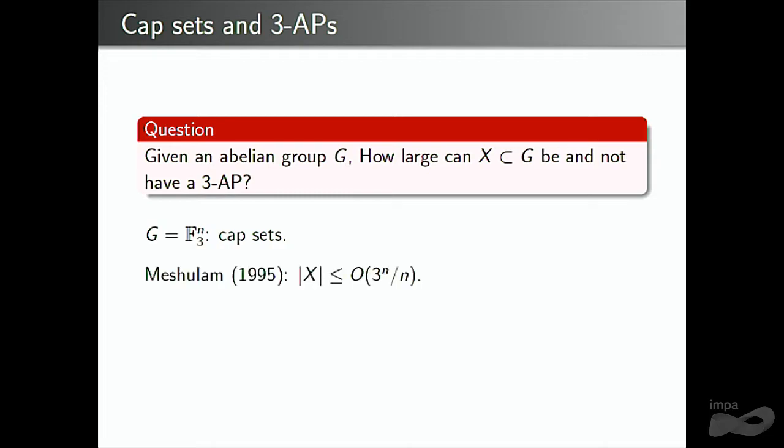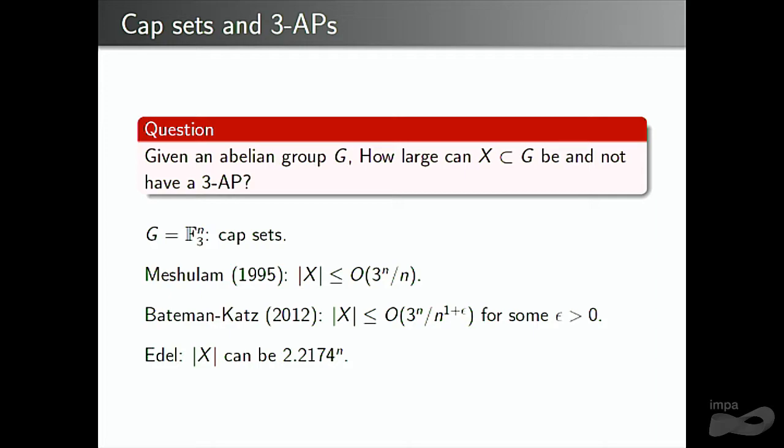And Meshulam proved, in this case, an upper bound on the size of A of the form 3^n over n. This was improved by Bateman and Katz to 3^n divided by n to some power larger than 1.